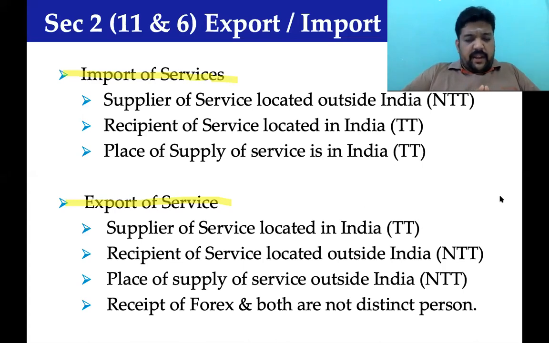Think about it. Supplier is outside India. Recipient is in India. Place of supply is outside India. So the first test: is it an import of service or not as per 2(11)? Once it is not an import of service, then you have to very clearly say that under section 5(3) RCM is not applicable. Or if you conclude yes, it is an import of service, then RCM is applicable. That's how you have to conclude here.